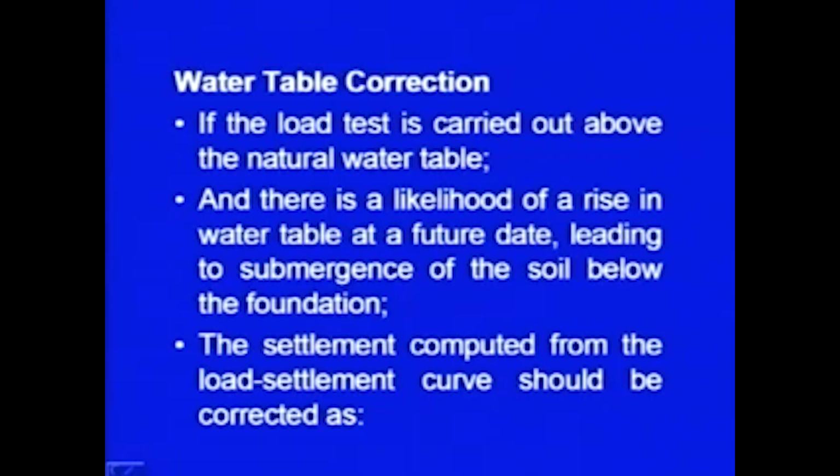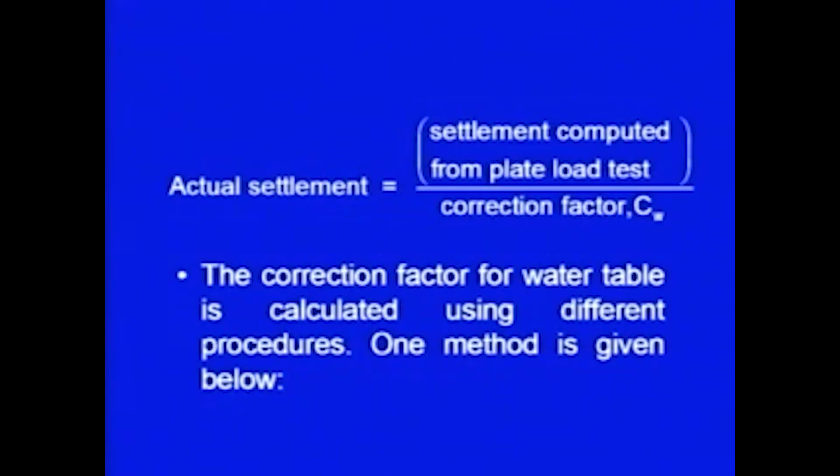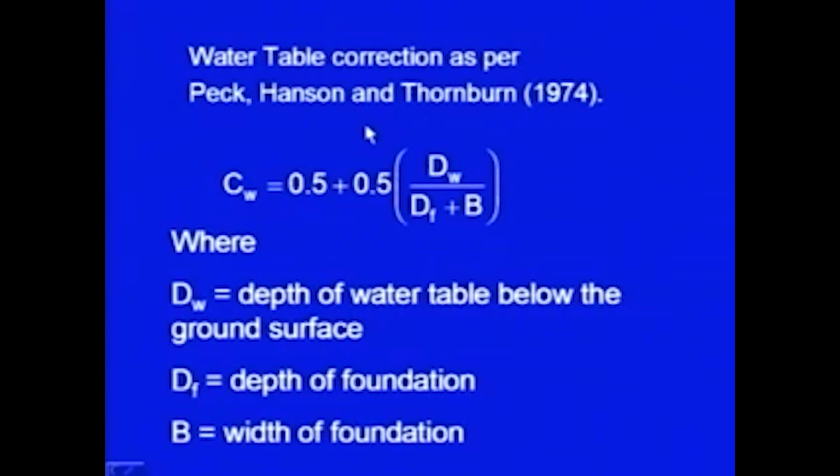So, those settlements will have to be corrected, and here is one method for correcting the computed settlements for the water table. Actual settlement will be equal to settlement computed from test plate divided by this correction factor CW, and for this CW, there are several expressions available. We are giving here only one, given by Peck, Hansen and Thornburn. The correction factor is given as 0.5 plus 0.5 dW upon dF plus B. dW is the depth of water table below the ground surface. dF is the depth of foundation and B is the width of foundation.